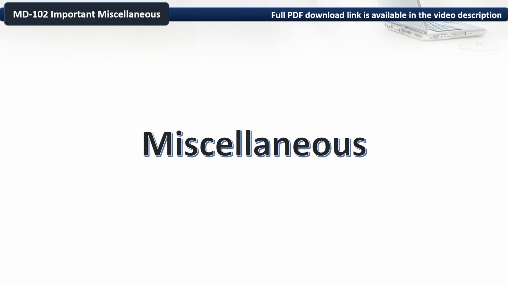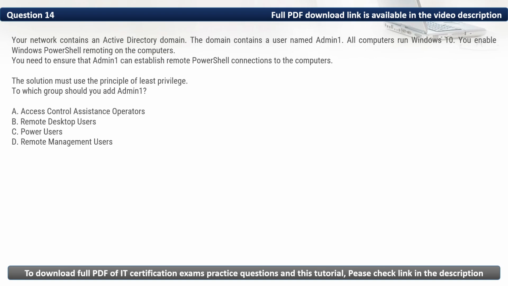To the miscellaneous questions. Question 14. Your network contains an Active Directory domain. The domain contains a user named admin1. All computers run Windows 10. You enable Windows PowerShell remoting on the computers. You need to ensure that admin1 can establish remote PowerShell connections to the computers. The solution must use the principle of least privilege. To which group should you add admin1?